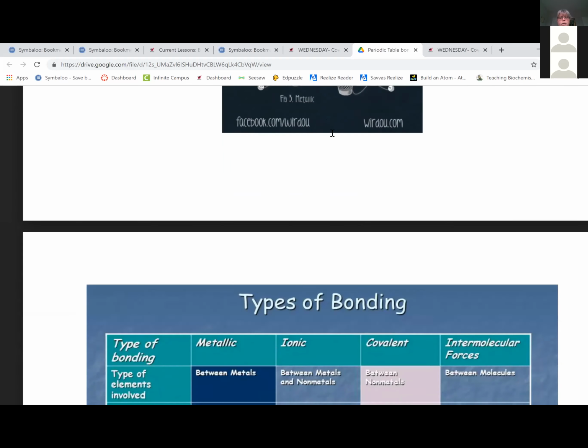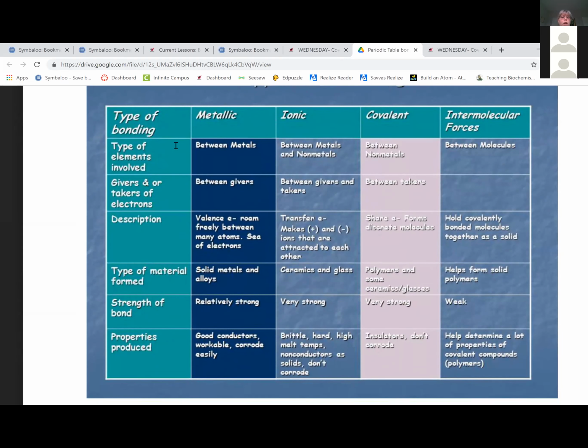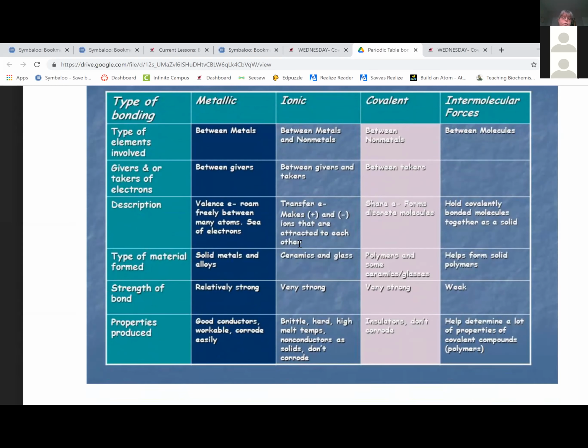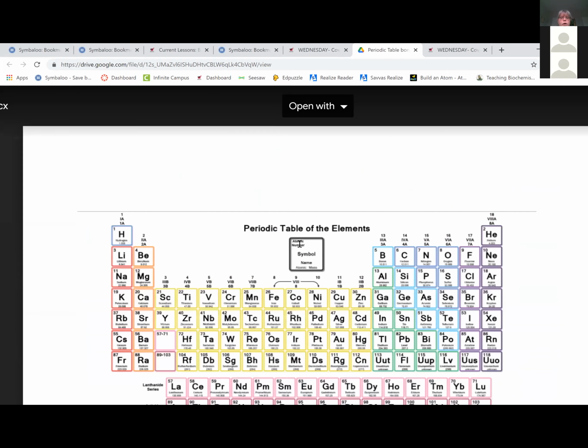Metallic bonds, we're not actually talking about at this moment. But if you look down here, this is telling you a little bit about the types of bonding and the ionic and covalent bonds and how they're stuck together. This table is just kind of to give you a refresher on what you should have learned already in junior high.